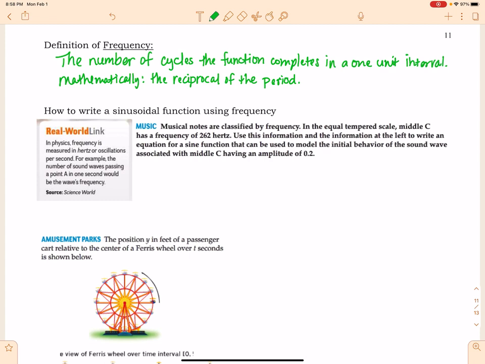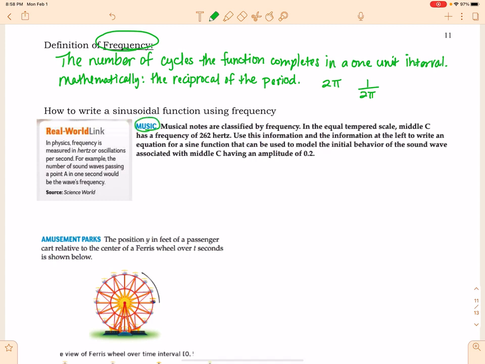So the first thing we're going to talk about is frequency. Frequency is the number of cycles the function completes in a 1-unit interval. Mathematically speaking, it is the reciprocal of the period. So if I'm talking about the parent function for sine, and the period is 2 pi in radians, that means that the frequency would be 1 over 2 pi. All right, so how can we write a sinusoidal function using frequency?